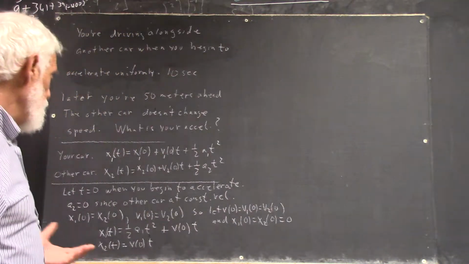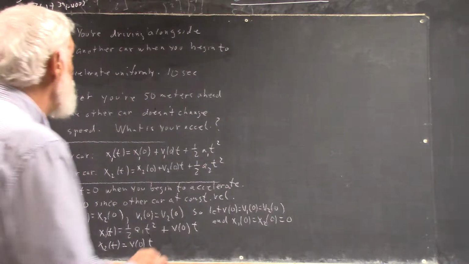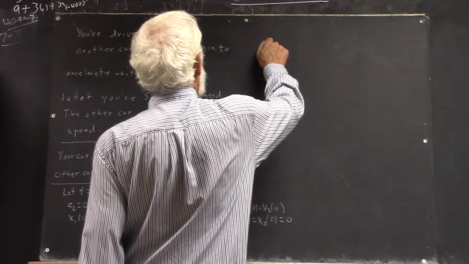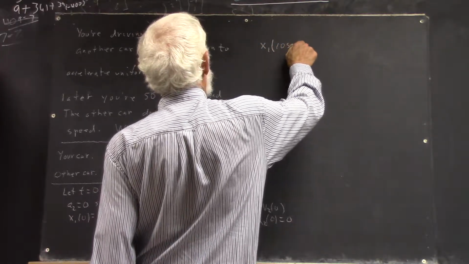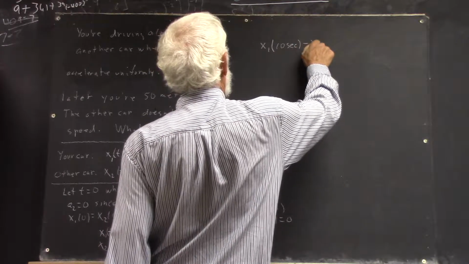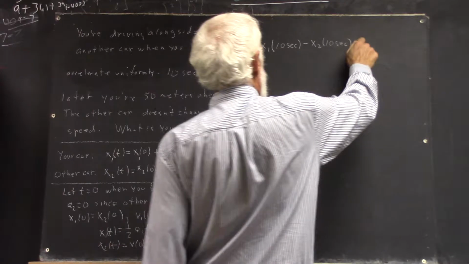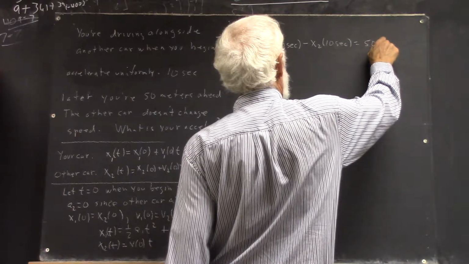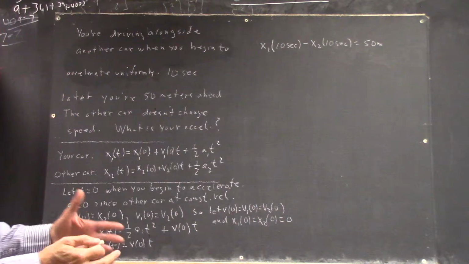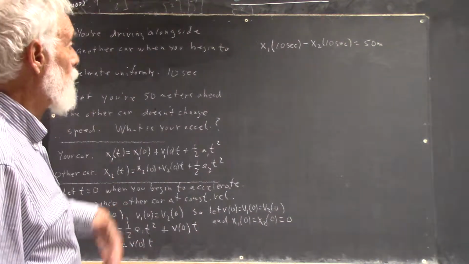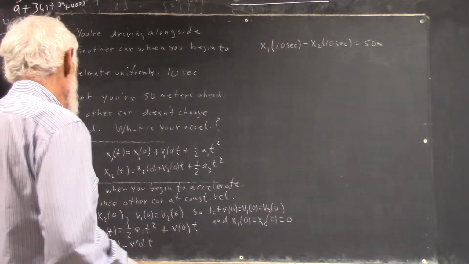Okay, now, what do you know? You know that x1 of 10 seconds minus x2 of 10 seconds equals 50 meters. Your position minus the other car's position, 50 meters. You're 50 meters ahead. Well, we put that into this equation.